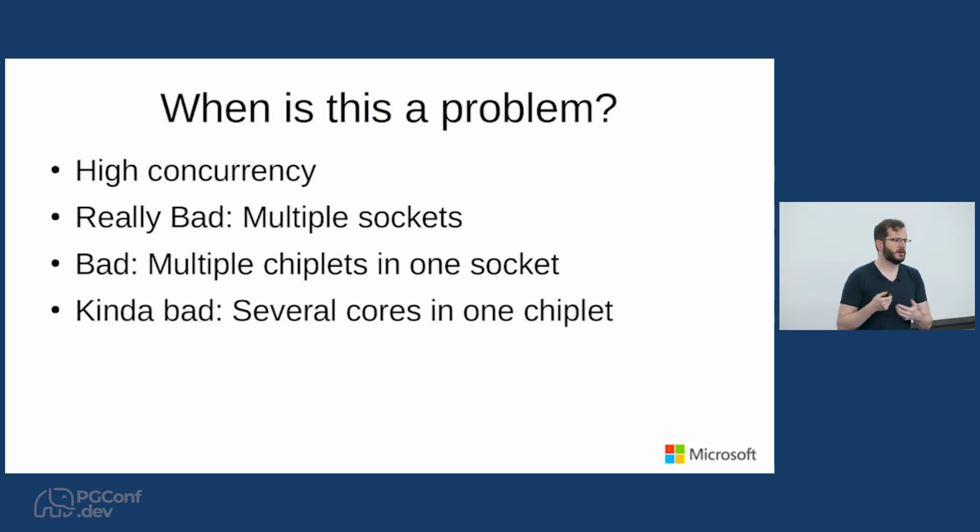Besides the core number, one thing that matters is how many internal nodes you have in one socket. The more separate dies you have, with higher latency in between them, the worse it is. And even worse is if you have many sockets in one system.